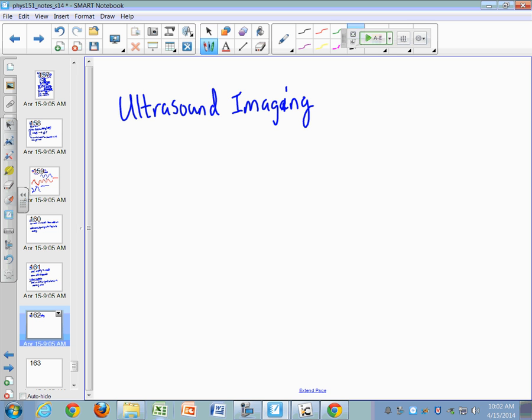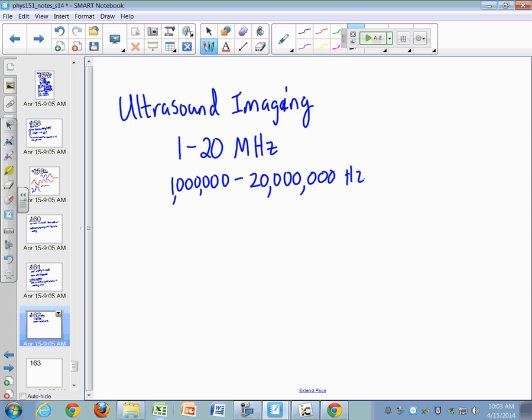Ultrasound imaging uses ultrasonic sound. You remember the range of frequencies for audible sound was from 20 hertz to 20,000 hertz. Well, ultrasound is a lot higher than that. The range of frequencies for ultrasound imaging is 1 to 20 megahertz. And remember, a mega is a million, so that's 1 with 6 zeros, 1 million to 20 million hertz. So a much higher frequency than anything that anybody can hear. And basically, you just have this handheld device that emits these sound waves.